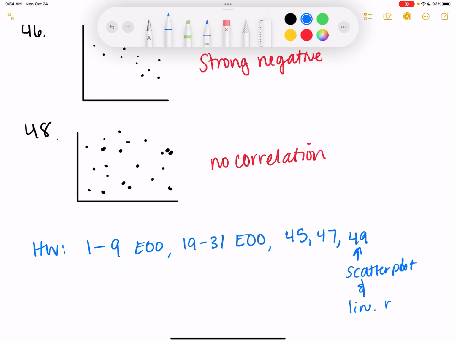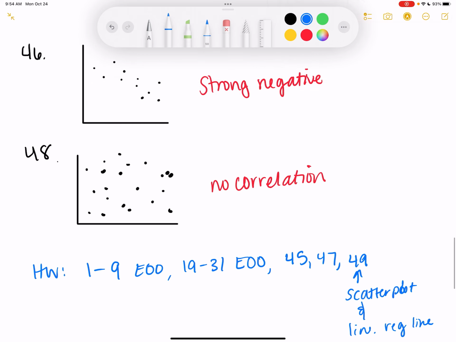Is that the one where you put quad reg? Well, you're going to use lin reg because it'll be a line. Quad reg was for something else. Did we just do the scatter plots and say what correlation it was? Yeah, just those two. Okay, based on the picture. All right.